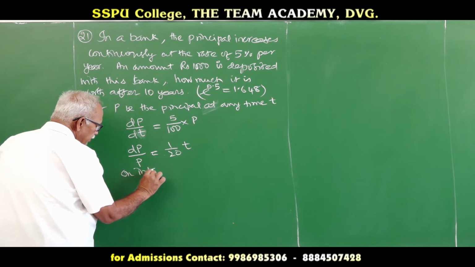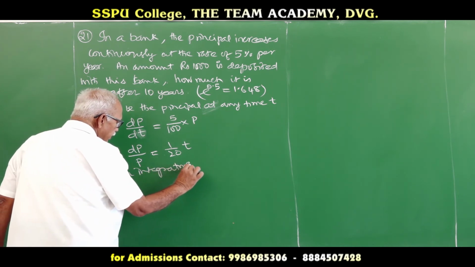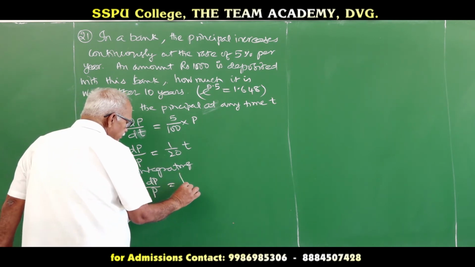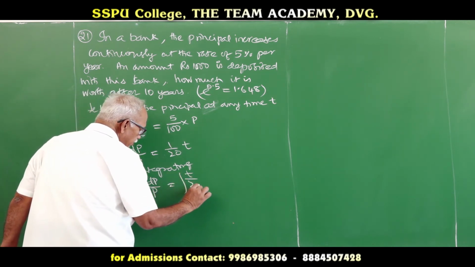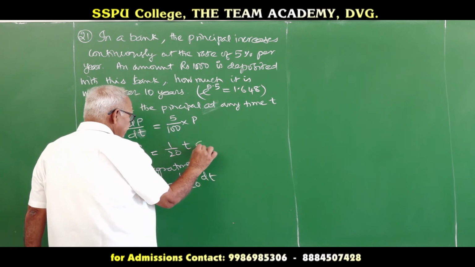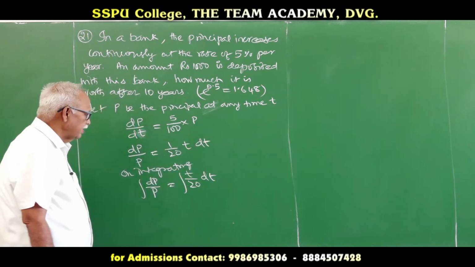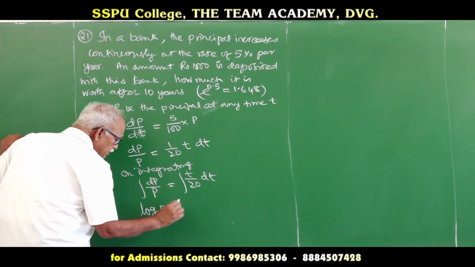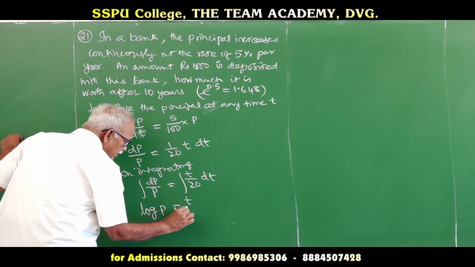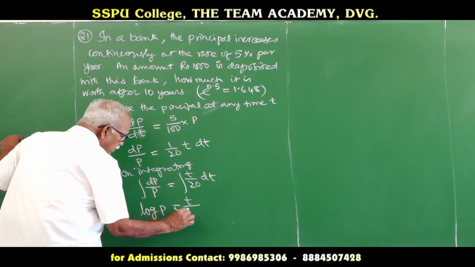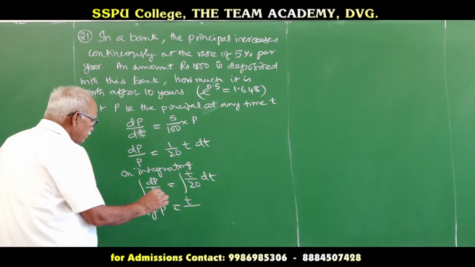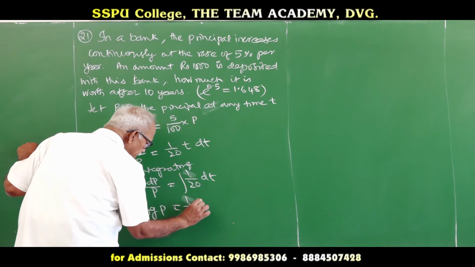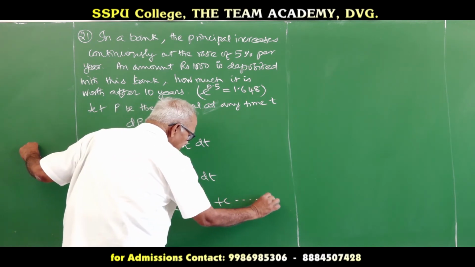On integrating, we get the integral of dP by P is equal to the integral of 1 by 20 dt. Now, integration of this we have already seen, that is t by 20. So, log P is equal to 1 by 20 t plus c. So, this is the first equation.